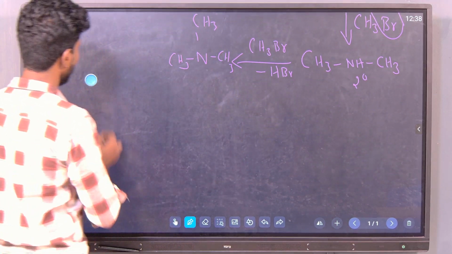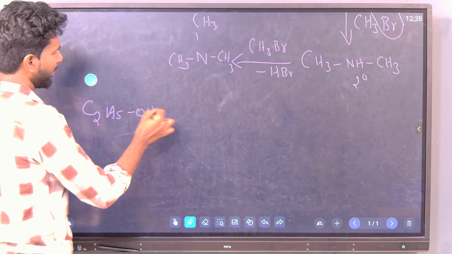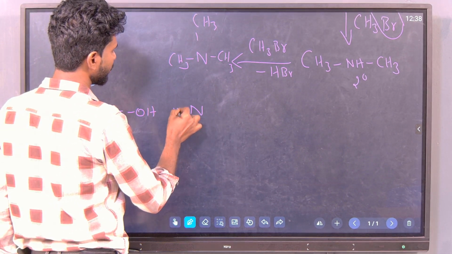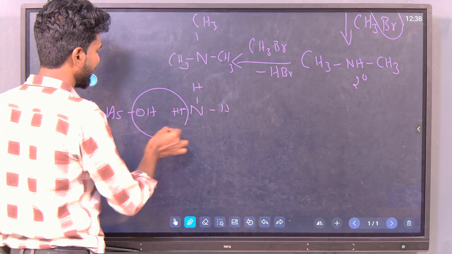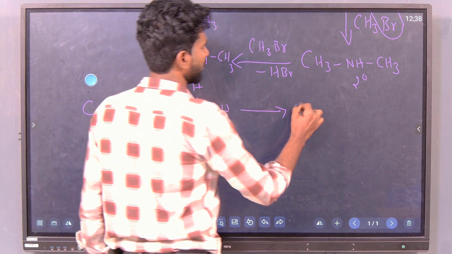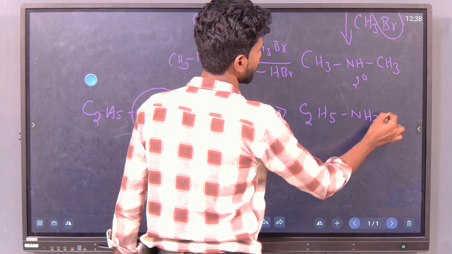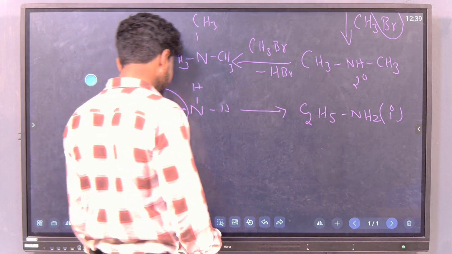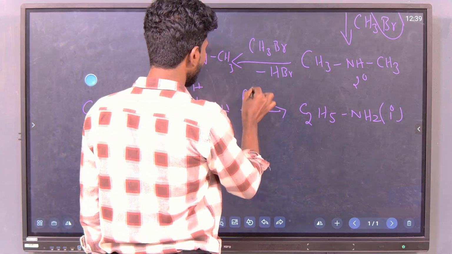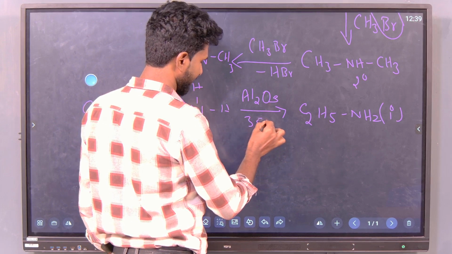Alcoholysis of ammonia. Take ethanol, C2H5OH, or methanol, plus ammonia, NH3. The water molecule is eliminated. First we get a primary amine, C2H5NH2. Here the reagent is important. It's Al2O3, aluminium oxide, at 350 degrees Celsius.